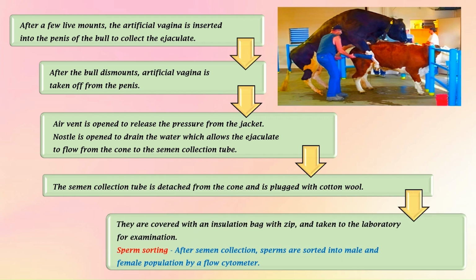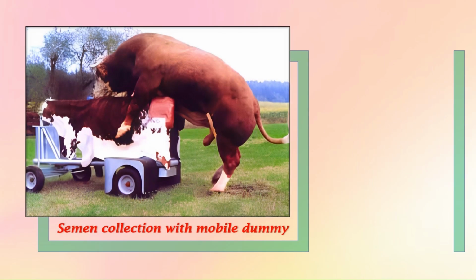They are covered with an insulation bag with zip, and taken to the laboratory for examination, followed by sperm sorting, which is to say that, after semen collection, sperms are sorted into male and female population by a flow cytometer technique. Semen collection with mobile dummy.